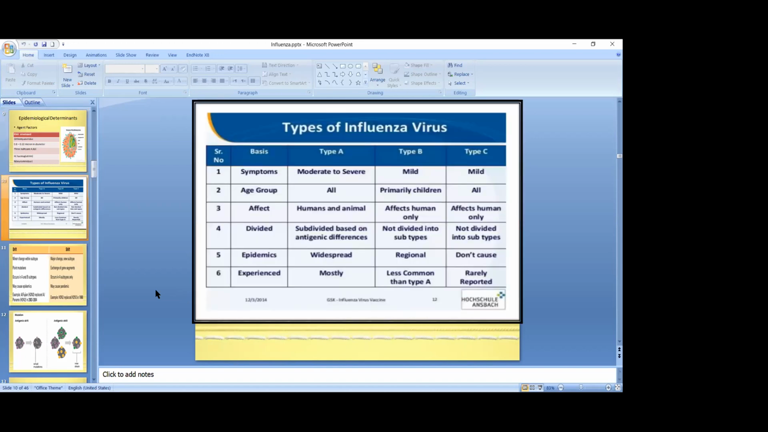There are mainly 3 types of influenza virus, type A, type B, and type C. Type A mainly affects humans and animals. Type B affects humans only, and type C also affects humans only. The types are divided on the basis of different antigens. There are different subtypes of these main types, and most epidemics which have occurred worldwide are due to type A virus with different subtypes.